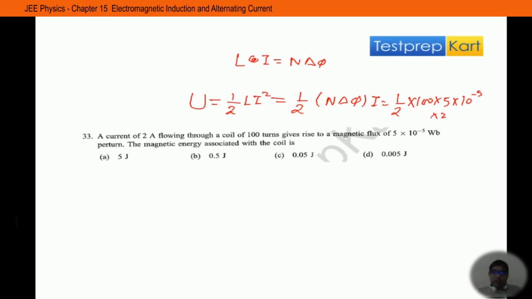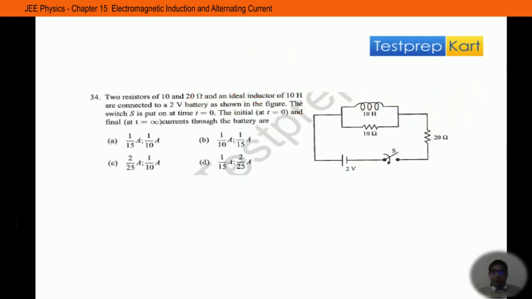So this 2 and 2 will get cancelled out. This is 500 into 10 to the power minus 5, which means 5 into 10 to the power minus 3 joule. If we adjust this numeric value, then we'll get 0.005 joules. So option D is correct for question number 33. Now the next question is question number 34.